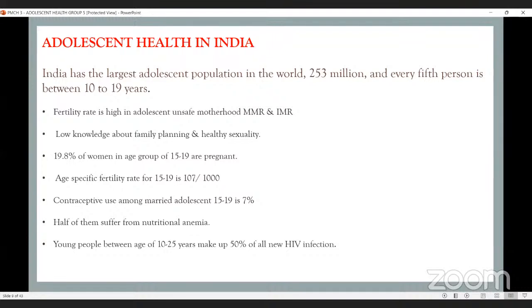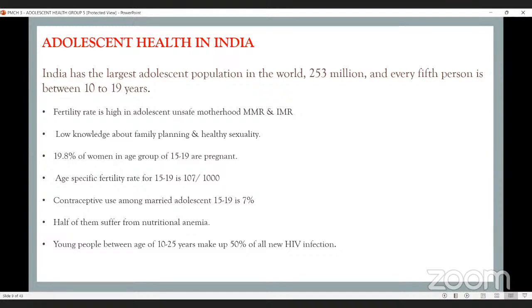Adolescent health in India. India has the largest adolescent population in the world, that is 253 million, and among them every fifth person is between the ages of 10 to 19. The fertility rate is high in India, and adolescent unsafe motherhood contributes to the maternal mortality rate and infant mortality rate. There is very low knowledge about family planning and healthy sexuality.